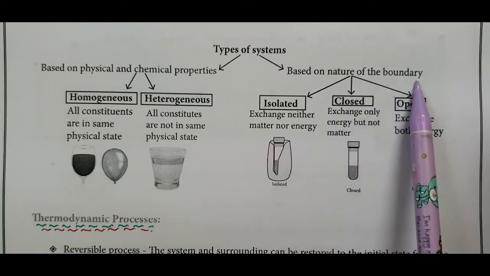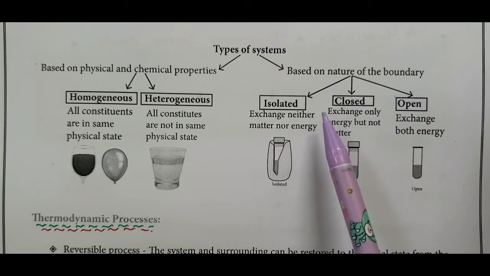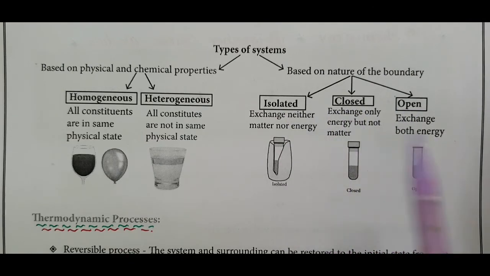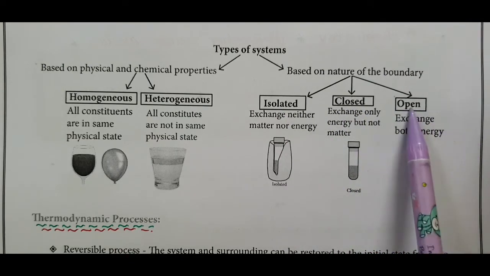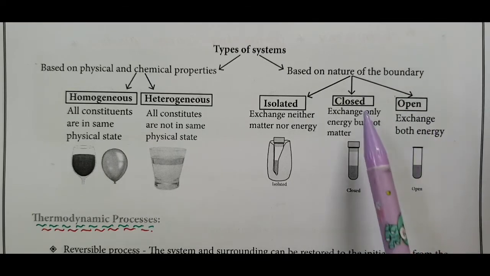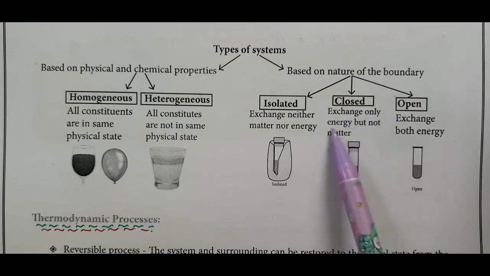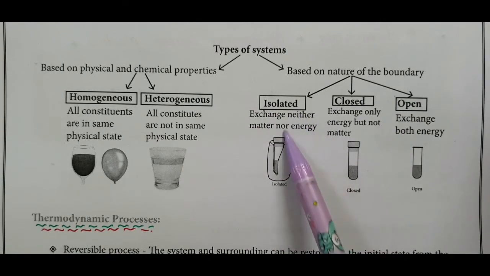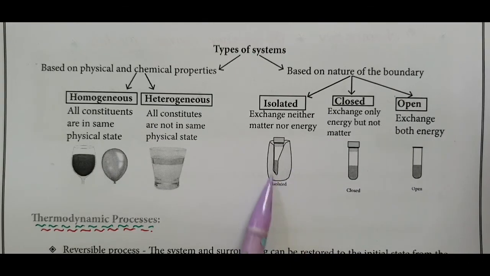Based on the nature of boundary, the system is classified into open system, closed system and isolated system. An open system exchanges both energy and matter with its surrounding. A closed system exchanges only energy but not matter. In an isolated system, exchange is neither matter nor energy. A hot liquid taken in a thermos flask is an example of an isolated system.